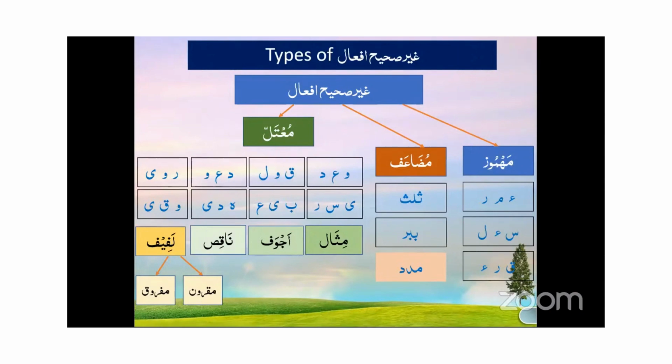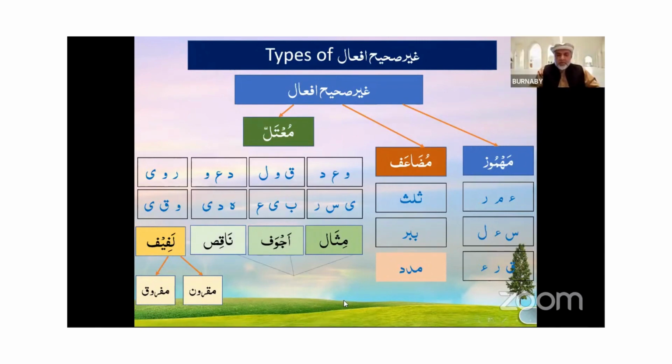So misal is the one when the weak letter is in the fa position. Ajwaf is when the weak letter is in the ain position. And naqis is when the weak letters are in the lam position. And if they are right next to each other, then they're called lafif, and they will be called lafif makroon. Or if there is a gap between them, they will be called mafrook.